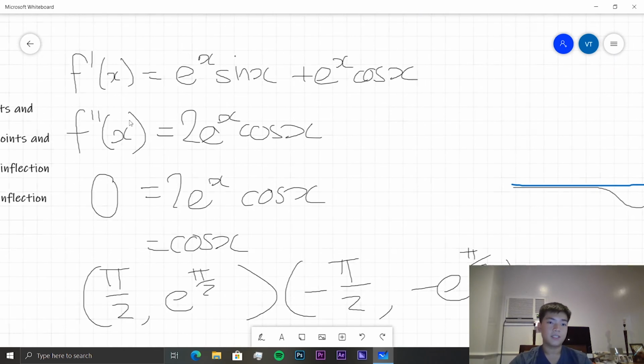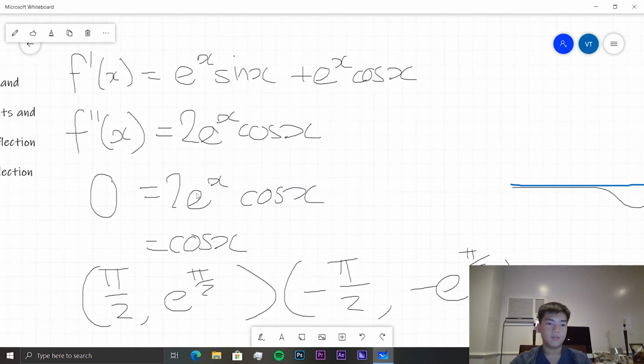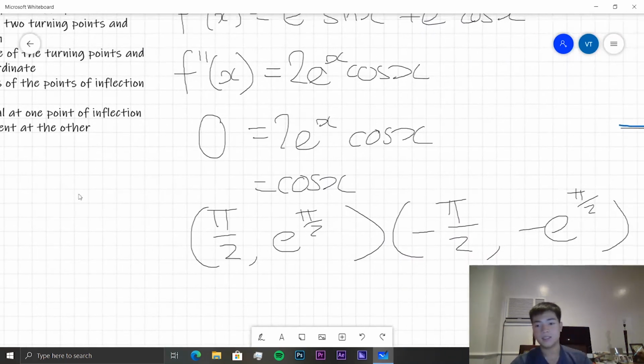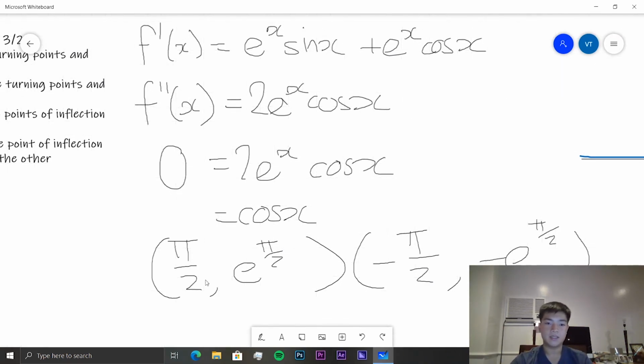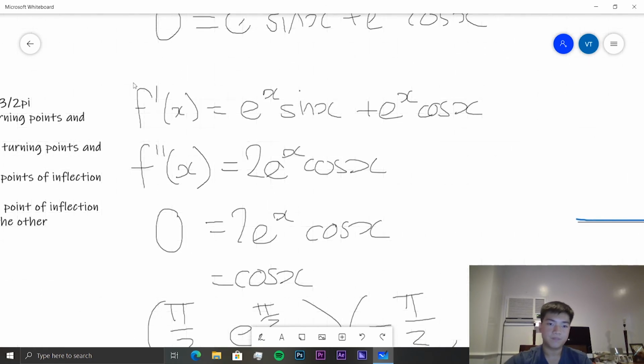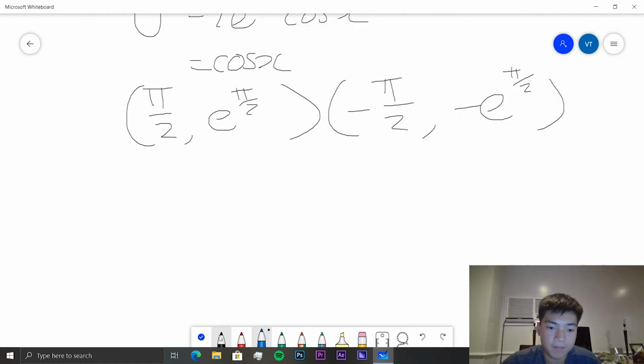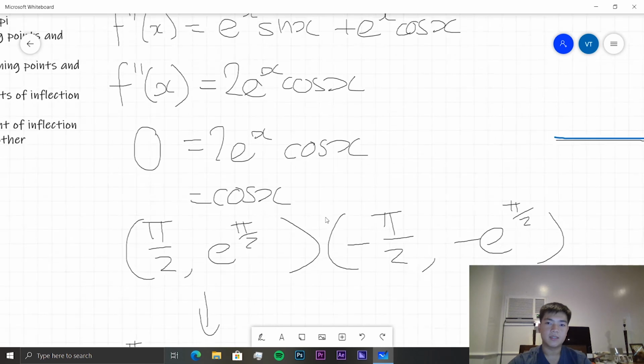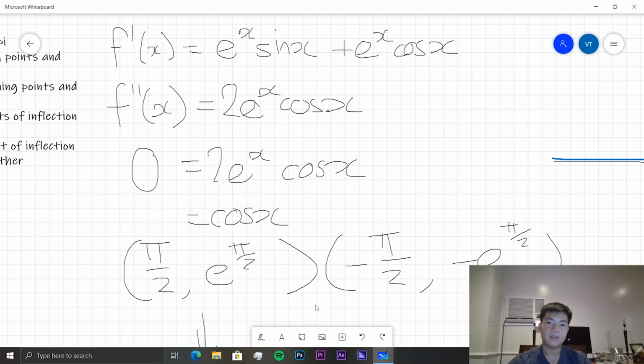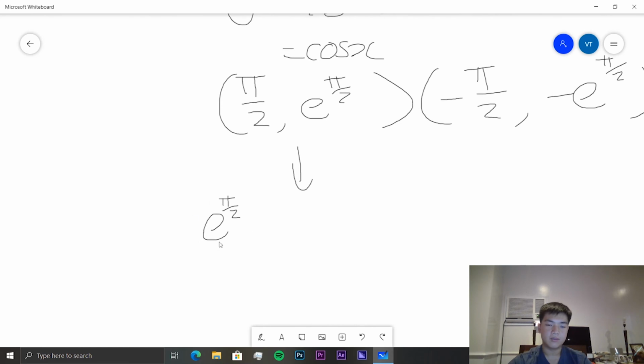And then the final question is, show the normal at one point of inflection is parallel to the tangent at the other. So we need to plug in these pi over 2's into this equation. So we have e to the x sine x plus e to the x cosine x. So for this one, this is equal to e to the pi over 2 sine pi over 2, which is 1, plus e to the pi over 2 cosine pi over 2, which is 0. So the tangent line is equal to e to the pi over 2.